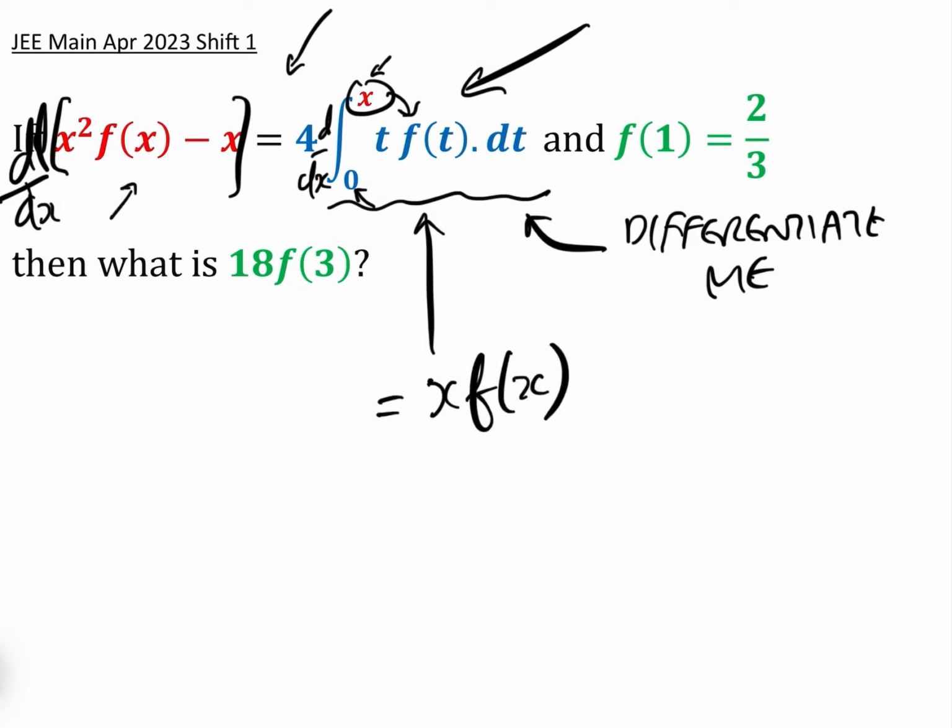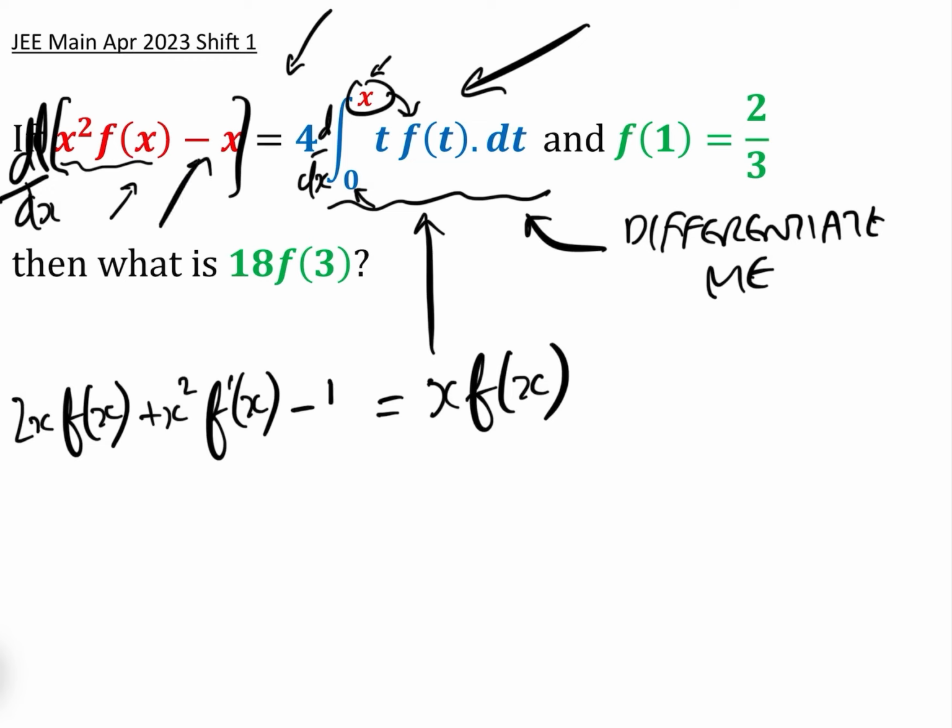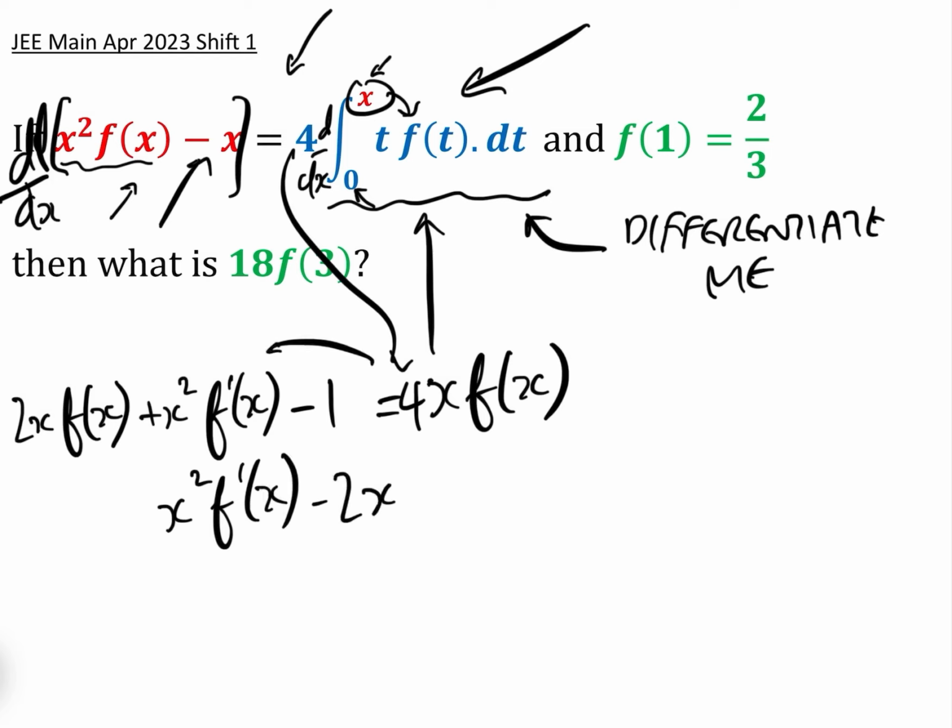And on the left-hand side, we differentiate this bit by the product rule, and so that will be 2x f of x add x squared f dash of x, and then minus 1. Here we have differentiated both sides, so we get 2x f of x add x squared f dash of x minus 1 equals 4x f of x. Okay, so let's tidy this up, and that gives us x squared f dash of x minus 2x f of x equals 1.